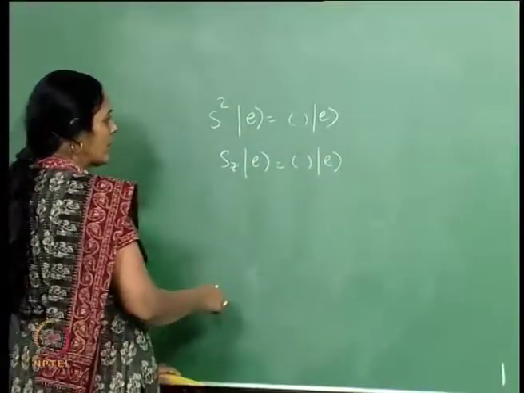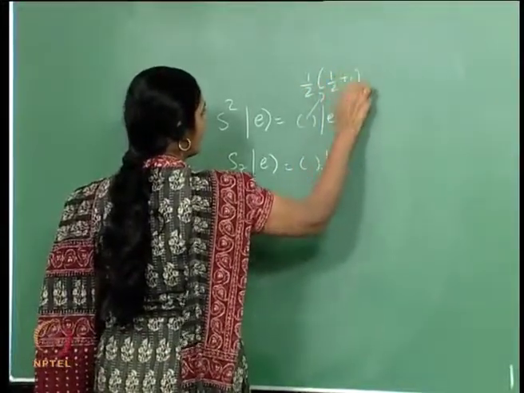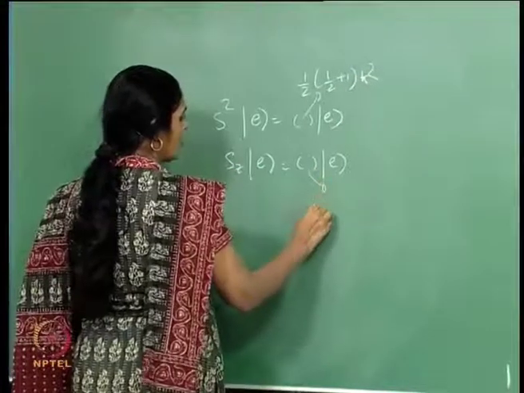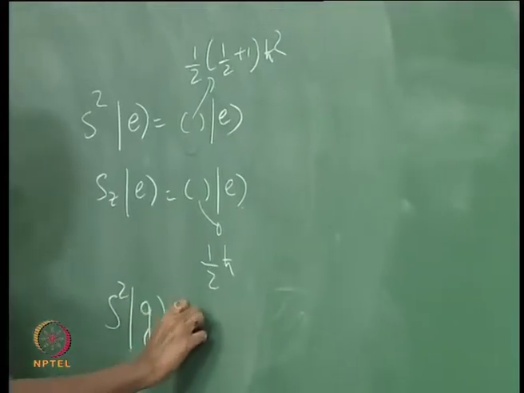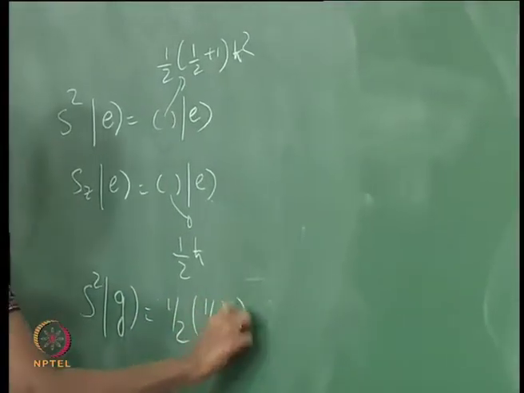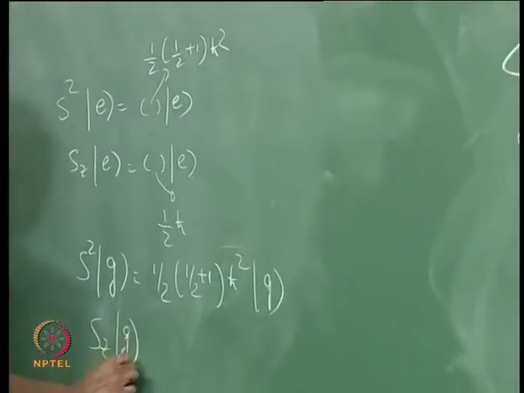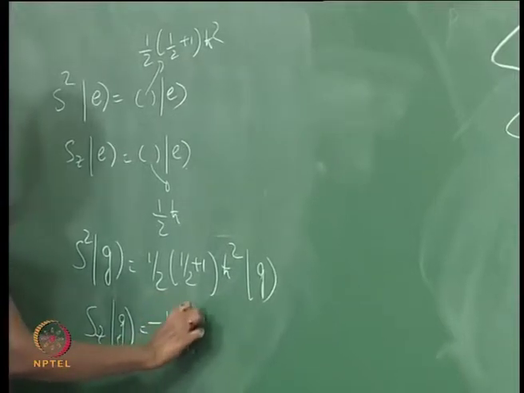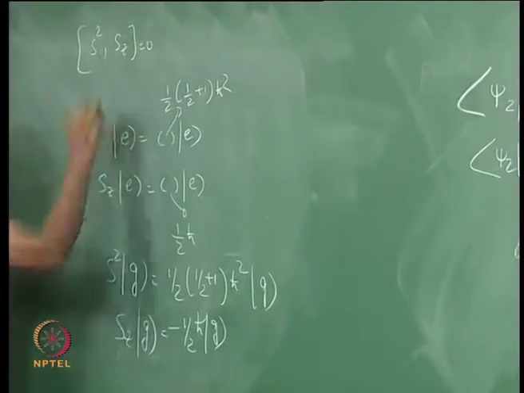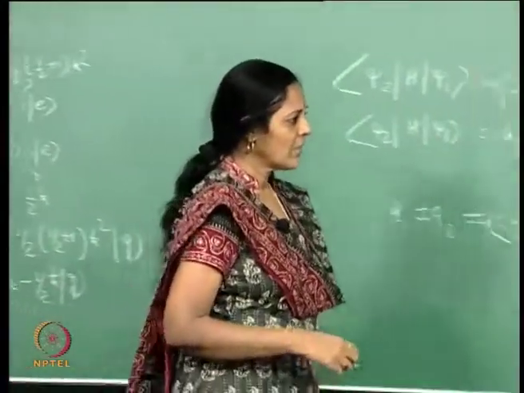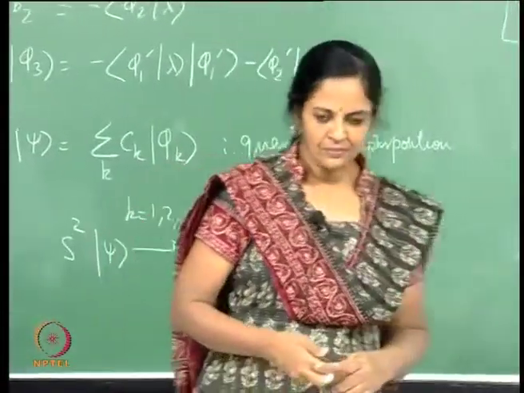and we know that they have common eigenvectors. S squared on the excited state E and Sz on E give an eigenvalue equation, and this is simply going to be half into half plus 1 h cross squared, and this is just going to be half h cross. Similarly, S squared on the ground state gives me half into half plus 1 h cross squared g, and Sz g is minus half h cross g. S squared and Sz commute with each other. So, the state collapses to a common eigenstate of these observables.